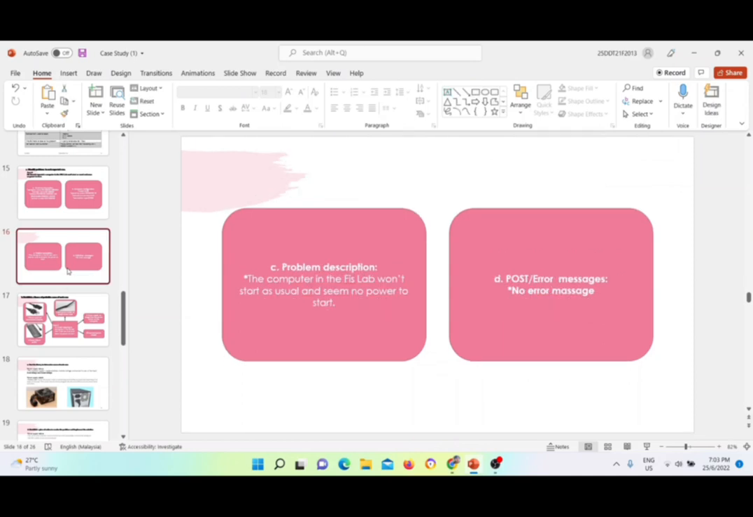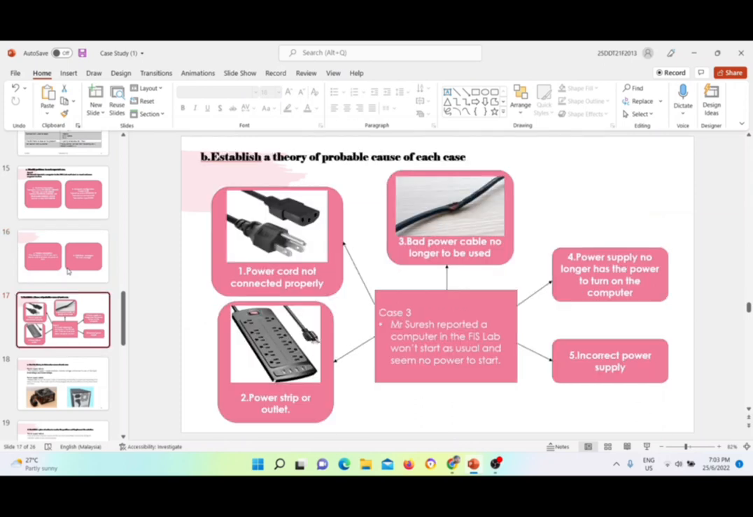Next is problem description. The computer in the FIS lab won't start as usual and seems to have no power to start. And for the error message, there is no error message. Next is establish a theory of probable cause of each case. So for case 3, Mr. Suresh reported a computer in the FIS lab won't start as usual and seems to have no power to start. So there are 5 theories that we can get.